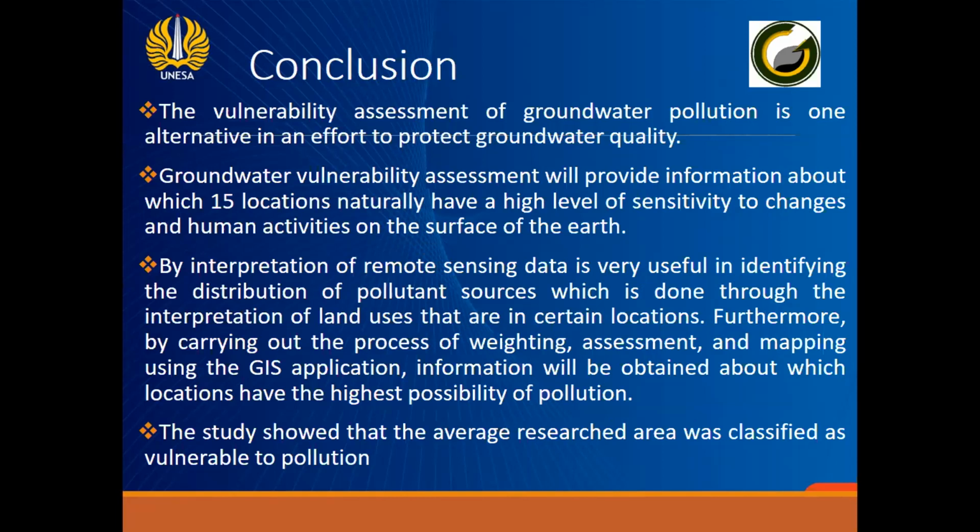By interpreting remote sensing data, it is very useful for identifying the distribution of pollutant sources, which then leads to interpretation of land uses in certain locations. Furthermore, by carrying out the process of weighting, assessment, and mapping using the GIS application, information will be obtained about the spatial allocation with the highest possible pollution. The study shows that the average research area was classified as vulnerable to pollution.